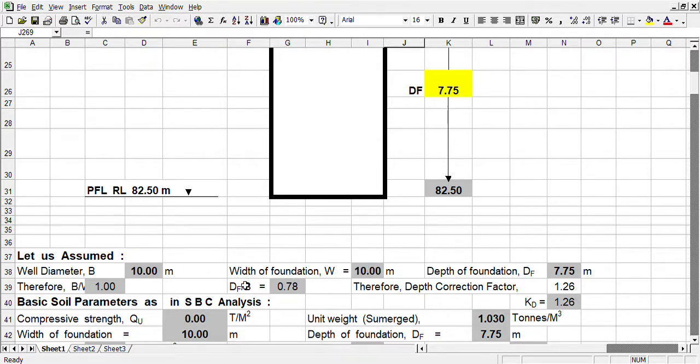For our better calculation, we are keeping diameter separately as diameter, and width of foundation also equal to diameter. That is just for other benefits of B by W equal to 1. And our depth of foundation is 7.5, and our depth by B is 0.78, which shall behave like a shallow foundation. As per norms of practice, we are considering it a shallow foundation. Therefore, our depth factor correction is coming 1.26.